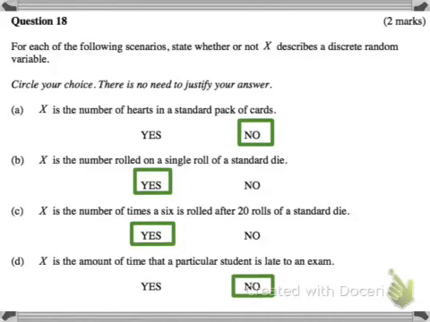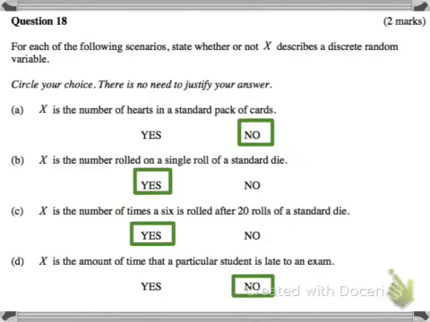Let's have a look at the answers to last year's probability questions, last year being 2014, the end of year exam. So question 18 is the first one, and this is in the non-calculator section. For each of the following scenarios, state whether or not X describes a discrete random variable. Circle your choice, there's no need to justify your answer.